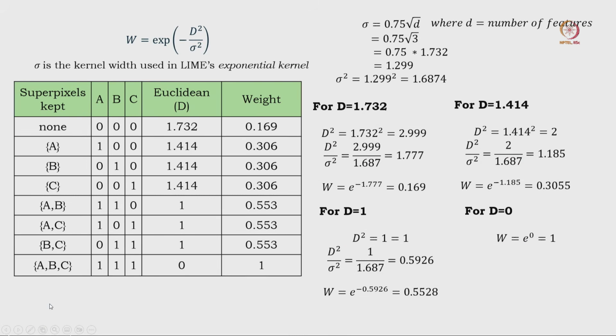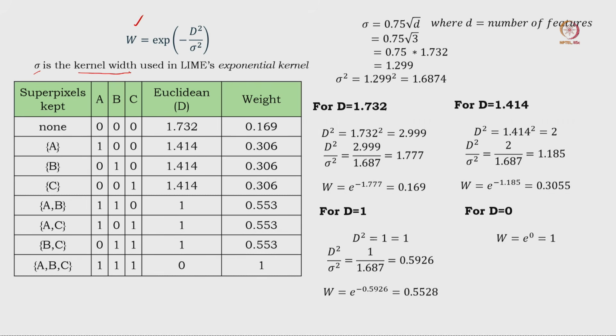Now, once you do this, the next step is we need to calculate the weight. Whatever the distance that we have calculated, from that you have to calculate the weight. And what is the formula for the weight here? It is exponential of minus d, whatever is the distance, divided by kernel width. So, d square divided by kernel width square. Here, this is the kernel width.